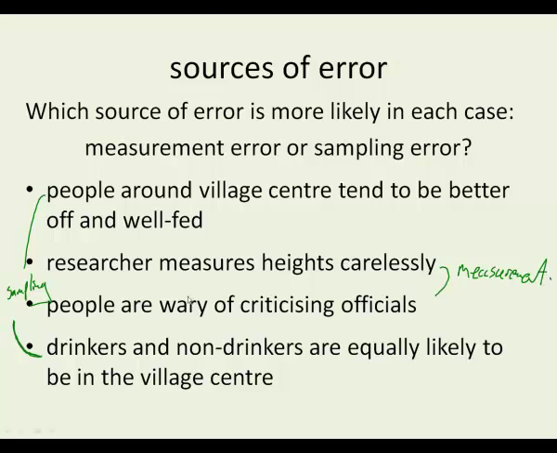Measurement errors, because it's nothing to do with the people you talk to. It's the people you talk to, you've measured their heights wrong. People that are wary of criticising officials might not quite give you honest answers. So here, the data you record for each individual you talk to is wrong. Here, it's a question of whether or not you're talking to the right individuals. So that's sources of error. That's how you pair it up with those.